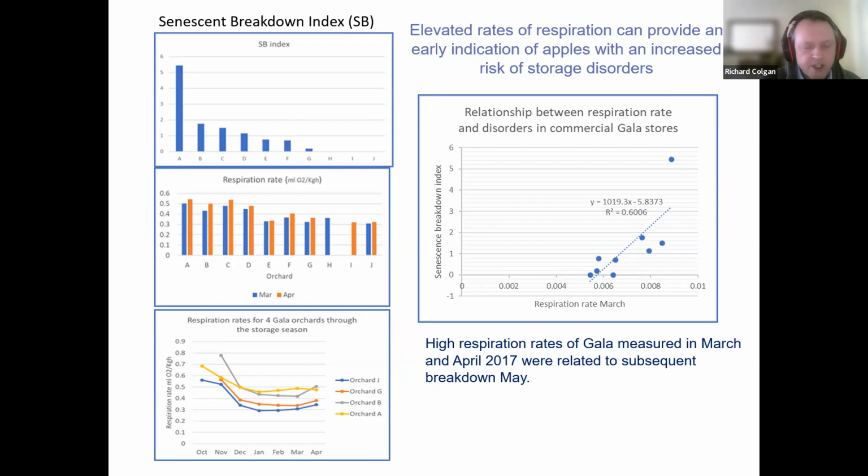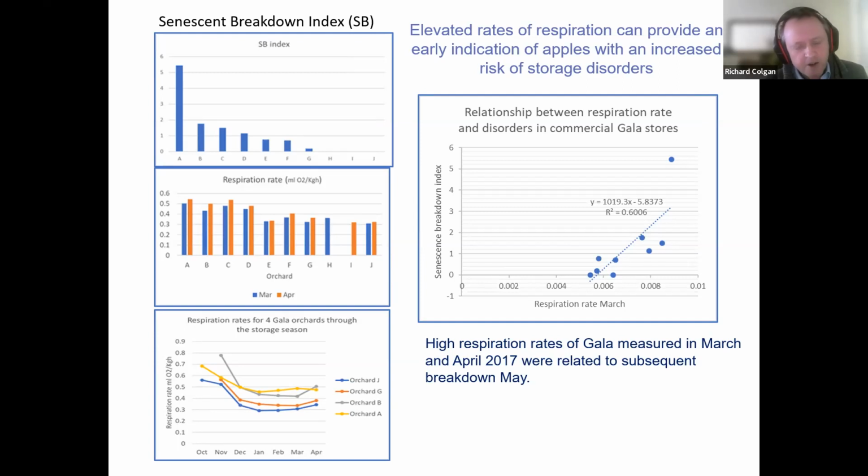And one year, I think around 2017, we found there was a pretty bad case in some orchards of senescent breakdown in Gala, which is quite rare. But we found that orchard A, on the top left-hand side of the screen, had quite a high level of senescent breakdown. And it also was the orchard that had the highest level of respiration rate measured during storage. And then we went on to look at other orchards in that year. We had SafePods in the stores, and we ranked them in terms of how much senescent breakdown was present in those orchards, and then looked at the respiration rate.